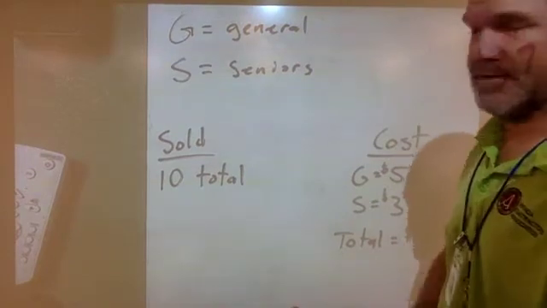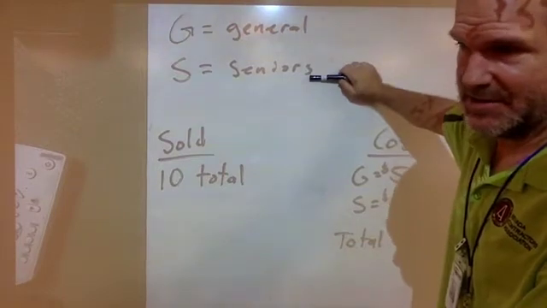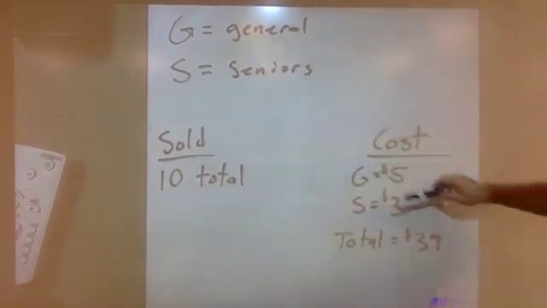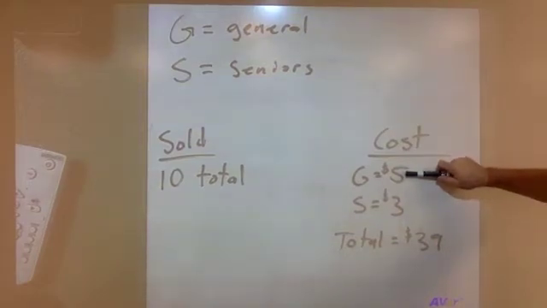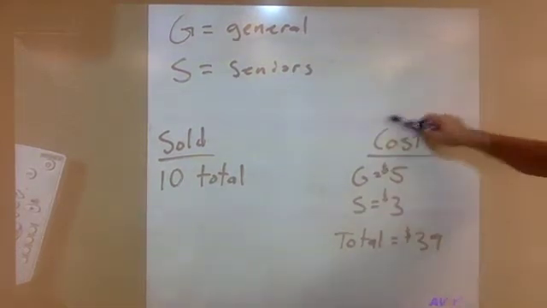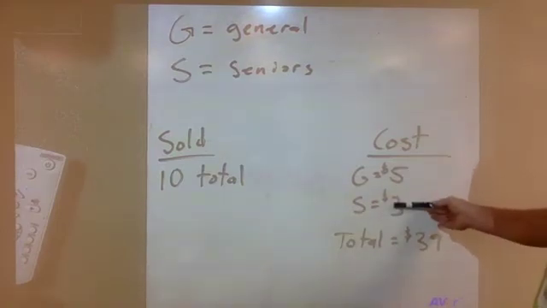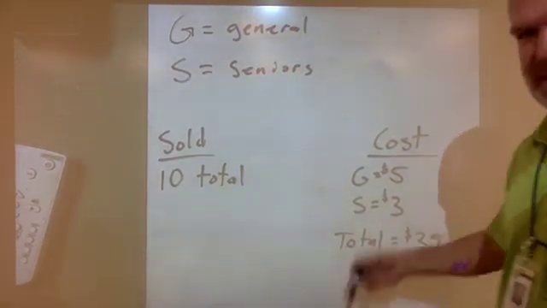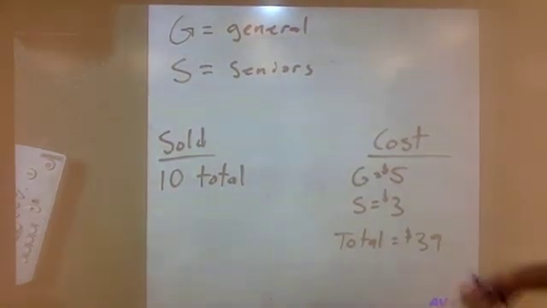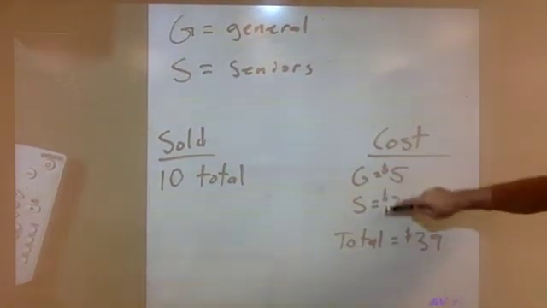This is a story about selling tickets to an event. You could sell a ticket for general admission, or you can sell a ticket to senior citizens. They get a discount. Their tickets are only $3 each. The general admission pays $5 each. So this equation over here is telling you that you sold a certain amount of general admission for $5 each, a certain amount for $3 each, and you sold a total of $39 worth of tickets. That's not quite enough information to know exactly how many general you sold and how many seniors you sold. You need a second equation to try and figure this out because we have two unknowns.